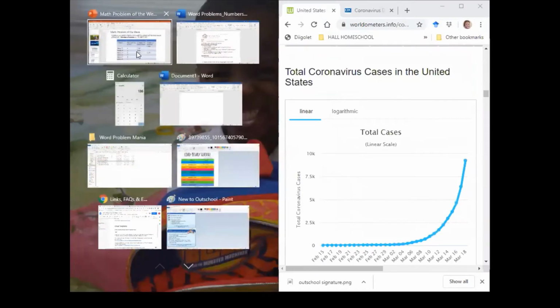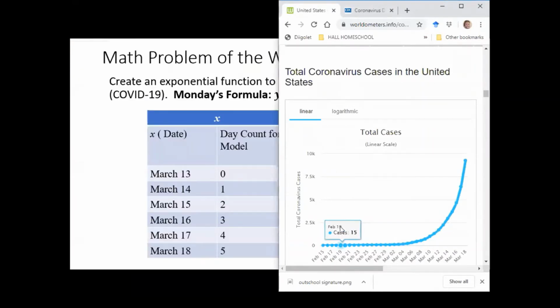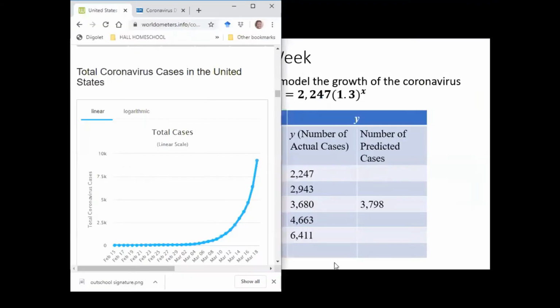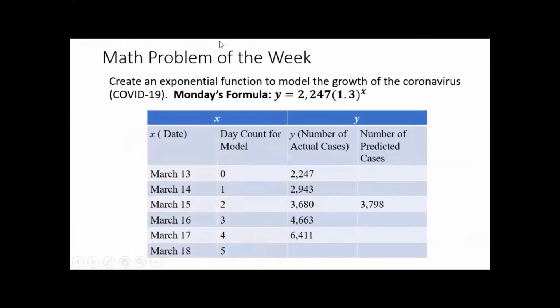When I pull that to the side, you see on March 13th there were 2,247 cases. You can see that that's March 13th. And then March 14th, you see those numbers, how they match up. March 15th, March 16th, March 17th. So that's where I'm pulling these numbers from. I'm actually pulling it from that website. I noticed that this was an exponential function.